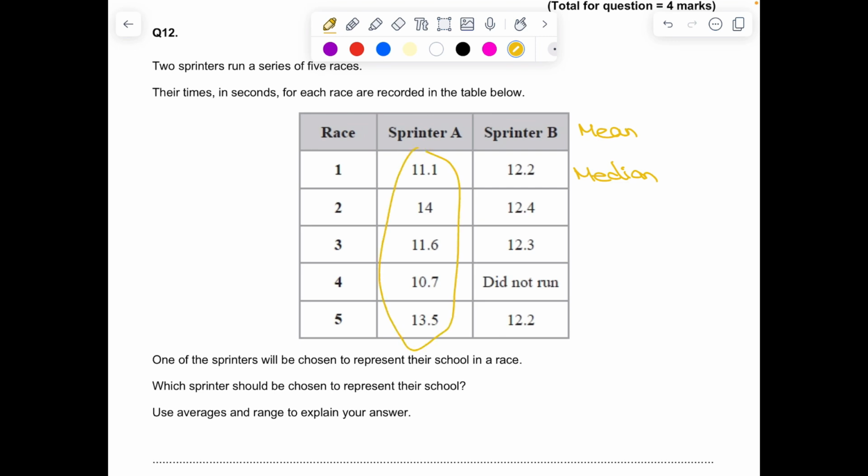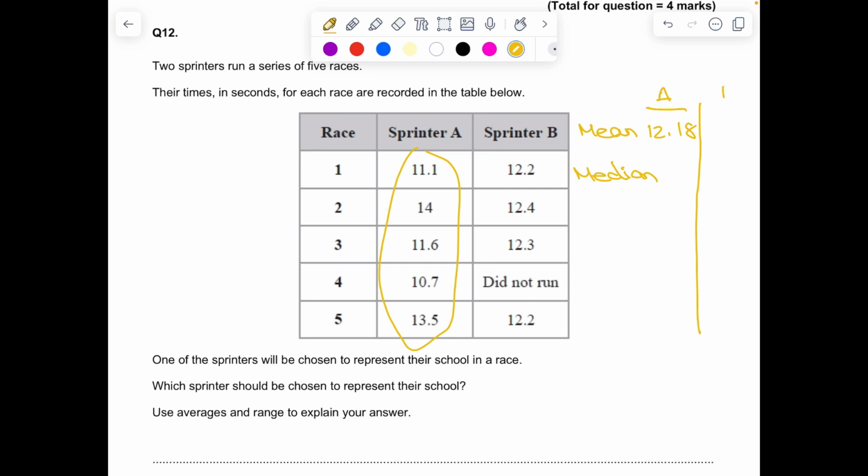Remember, the mean is adding them all up, and dividing by how many. So if I add up 11.1 plus 14 plus 11.6 plus 10.7 plus 13.5, and then divide it by 5 races, I get a mean of 12.18 for sprinter A.